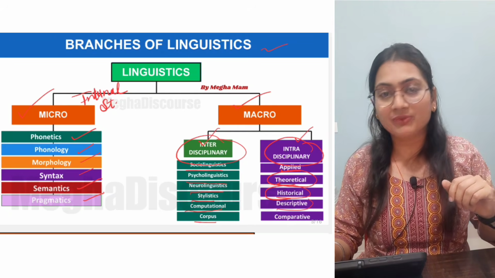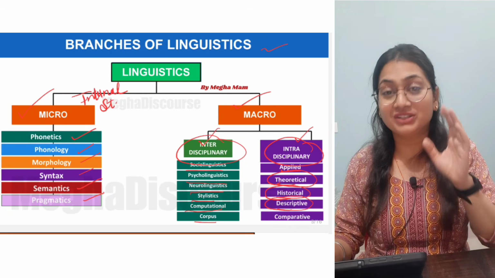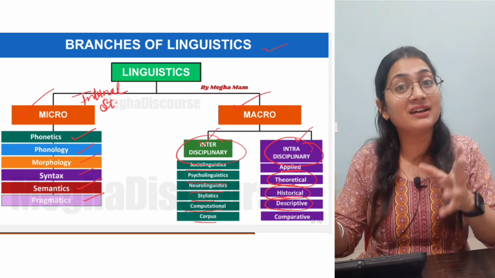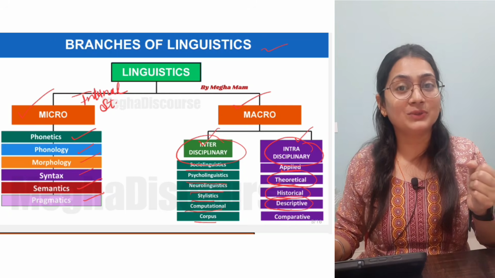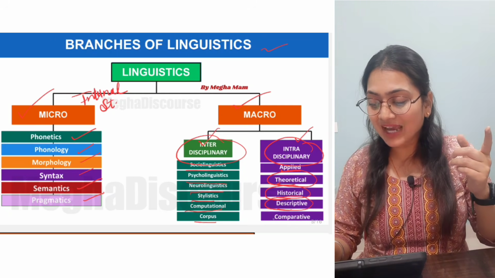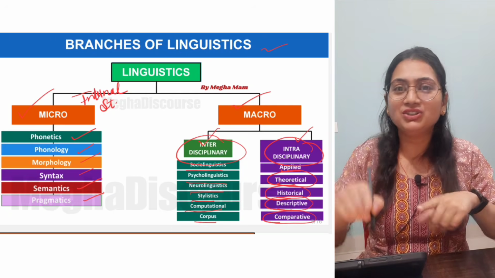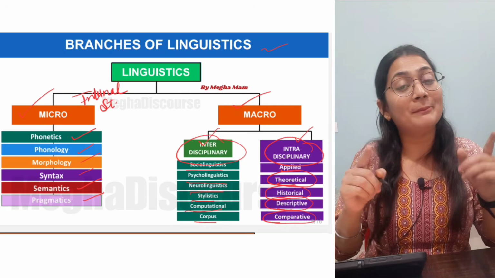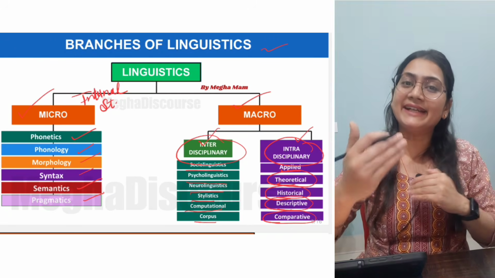We have descriptive, that is how language works. We have prescriptive approach, descriptive approach. It comes under intradisciplinary. Suppose if the question comes, then how can you answer? So you should know about these basic things. Then we have comparative linguistics, how to compare languages, like we have Gen Z and millennial words. So this is called comparative linguistics. Now let us understand them in detail.